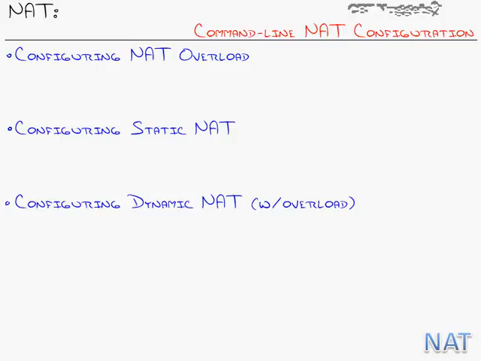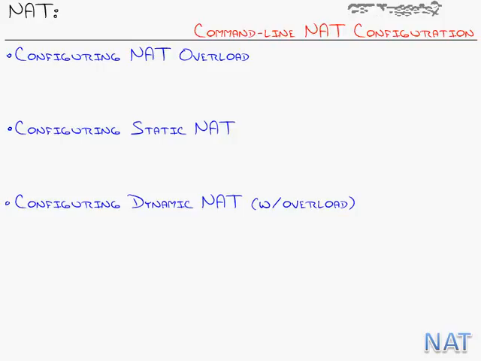Of course, with control comes complexity, so we'll start off with the most common form of NAT, which is configuring NAT overload. Once we're done with that, we should have clients in our network that are able to access the internet. From there, we'll be able to configure static NAT, which will be used to host some internal servers on our network from the outside world.